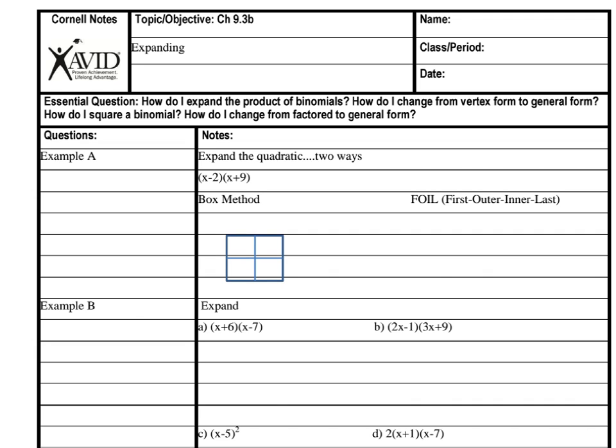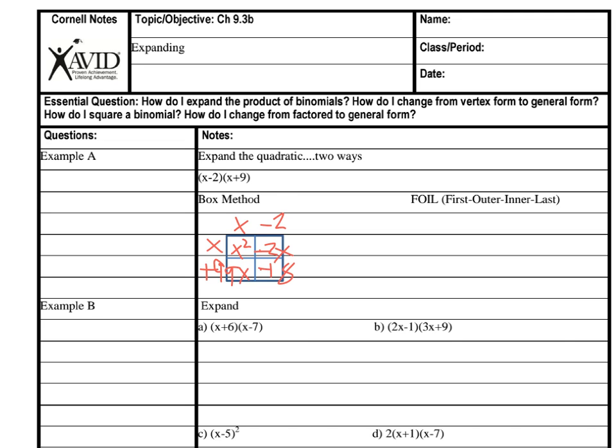Expand the quadratic in two ways. So first we'll do the box method, which we just learned how to do. x minus 2, x plus 9. So then we multiply inside the box. x times x is x squared. x times negative 2 is negative 2x. x times 9 is 9x. And negative 2 times 9 is negative 18.